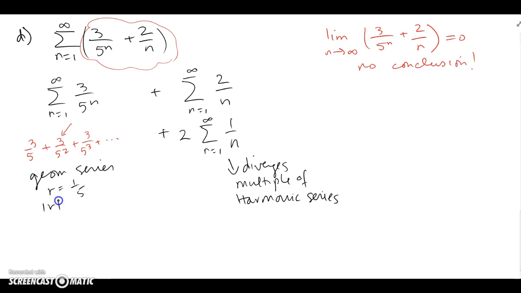And r is less than 1 in absolute value, so the left side converges. The left side converges, the right piece diverges, so the whole series, as a result, diverges. You analyze it piece by piece. Remember, if one converges and one diverges, the whole thing is going to diverge.